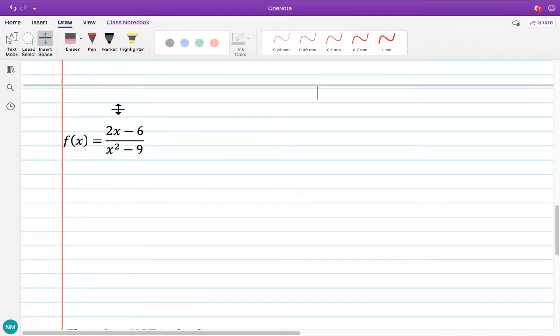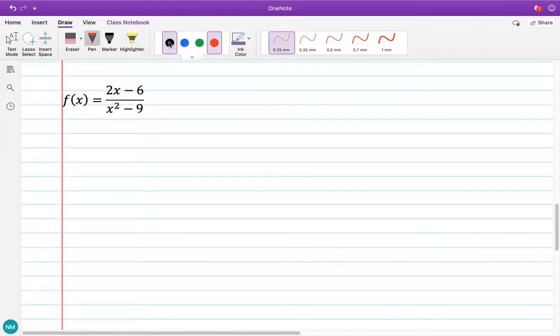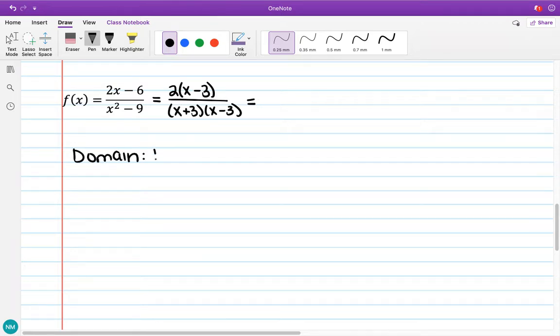Okay. So I did not factor this one, so let's factor it first. The first thing we're going to do in the numerator is take a GCF of 2 out. So we have 2 times x minus 3 over x plus 3, x minus 3. Okay, so first thing I'm going to do is find the domain. My domain is all real numbers, but x cannot equal 3 and x cannot equal negative 3. So I know that both of these are going to be either a vertical asymptote or a hole.